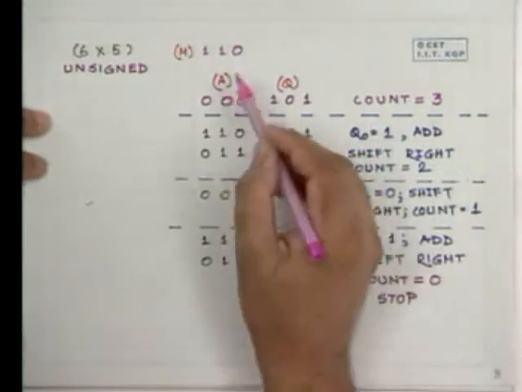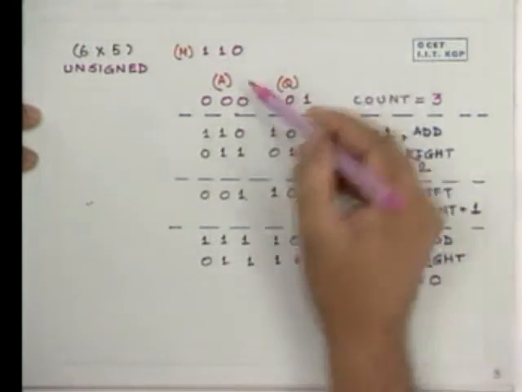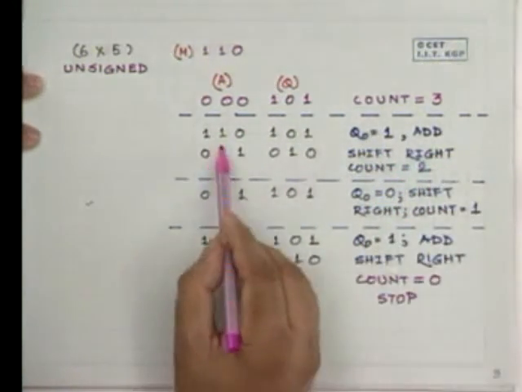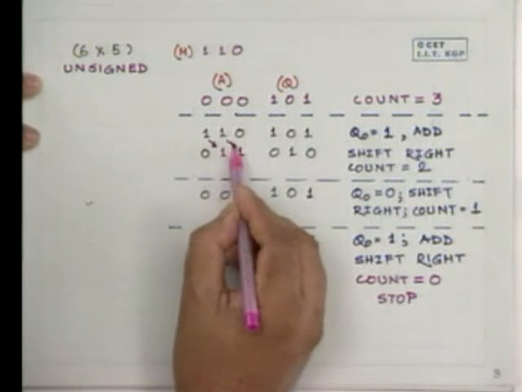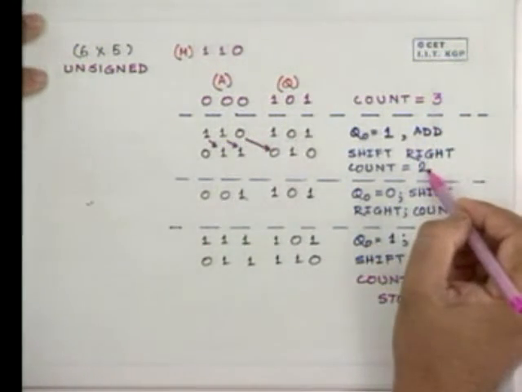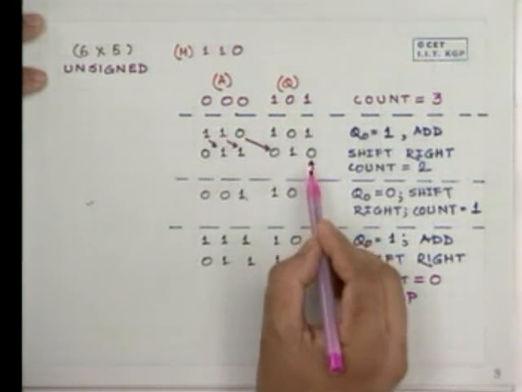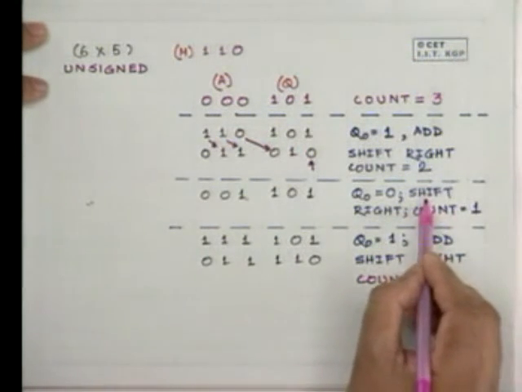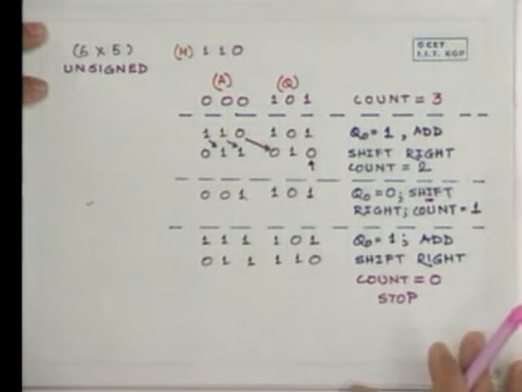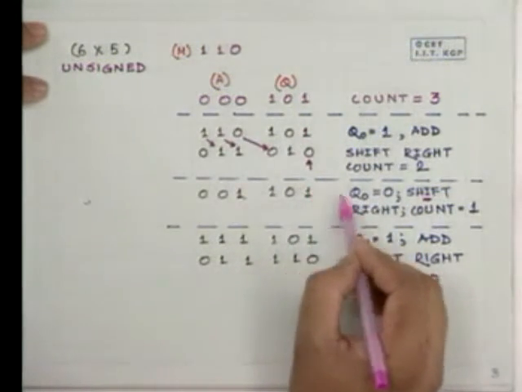Now, since Q0 is 1 here, we add the multiplicand with A to get 1 1 0. And after we get it, we make a shift right. This 1 comes here, this 1 comes here, this 0 comes here, and so on. Make a shift right, and the count is reduced. Now, the Q0 is 0, and therefore no addition is needed. We simply shift. This 0 comes here, this 1 comes here, this 1 comes here, and so on. Whatever comes out of the least significant bit of Q0 is ignored.